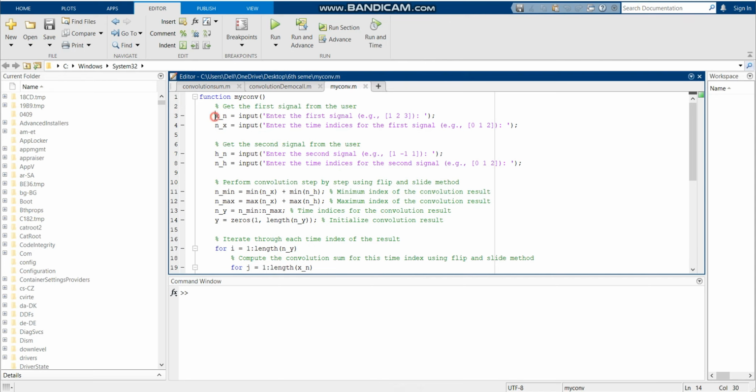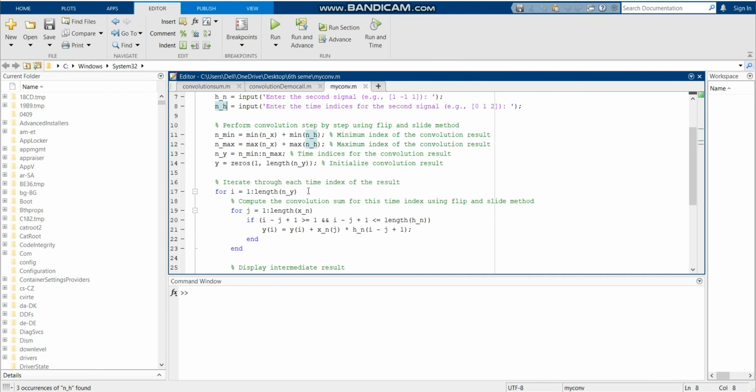Firstly, it prompts the user to enter the first signal x of n. Then it asks for the specific time indices for the x of n signal. Then it again prompts the user to enter the second signal, which is h of n, and also asks to enter the time indices for that signal. The nmin and nmax commands are used for the time indices of the convolution result. Then it creates a range of time indices n of y for the convolution result and stores the result in the resulting array y.